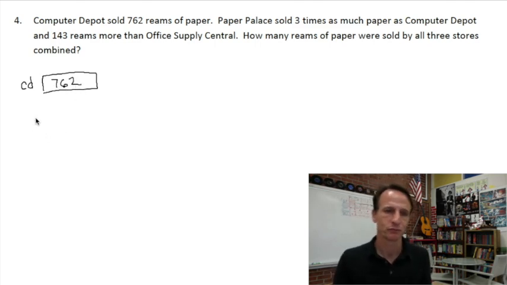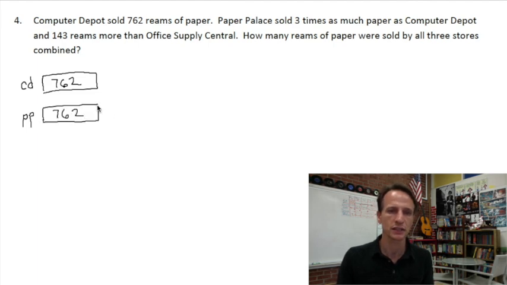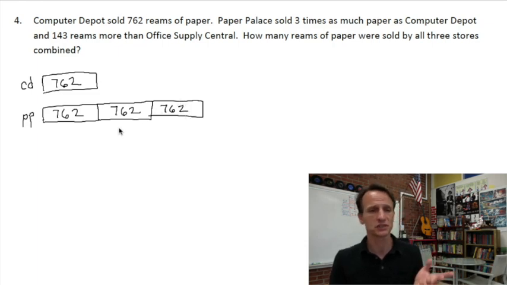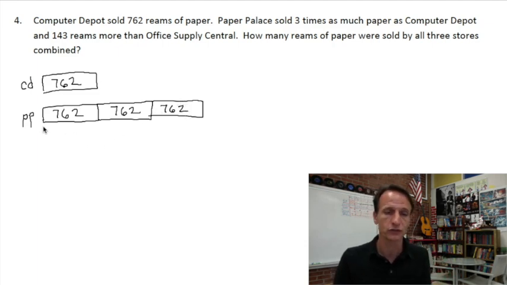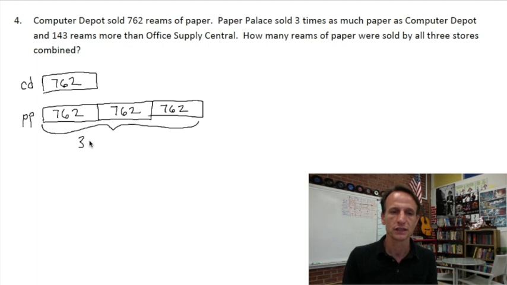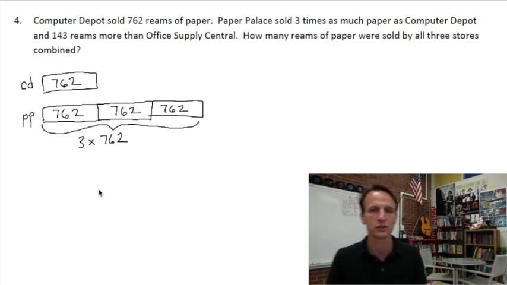Paper Palace. Sounds lovely. Paper Palace, PP, sold 3 times as much as Computer Depot. So if I draw Computer Depot's voluminous 762 reams, I can then triple that, right? They sold 3 times as much. So there's a second 762 and a third 762. And while I'm here, let me just say, to find Paper Palace, this altogether will be 3 times 762. Because while I'm thinking about it, best to figure it out.